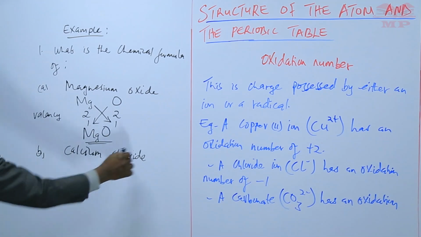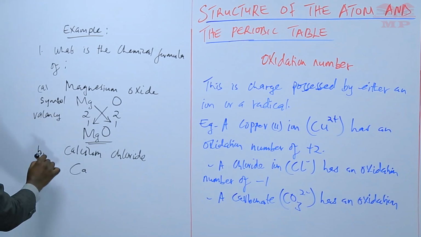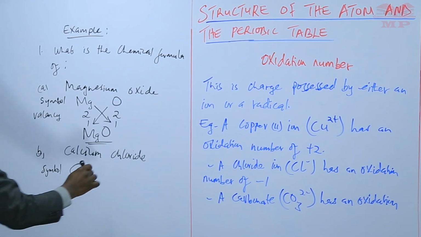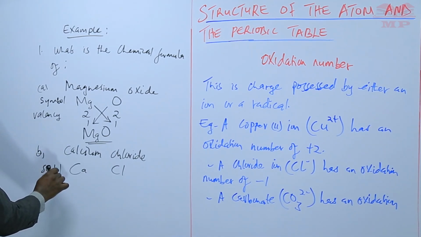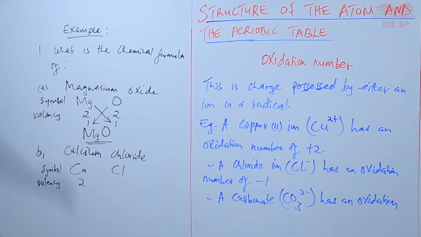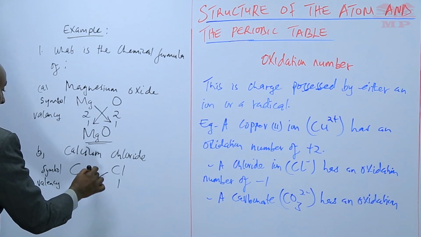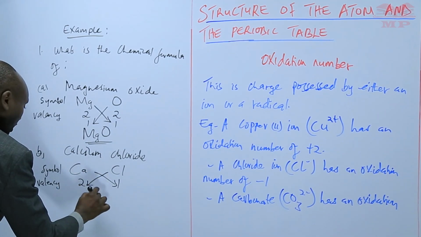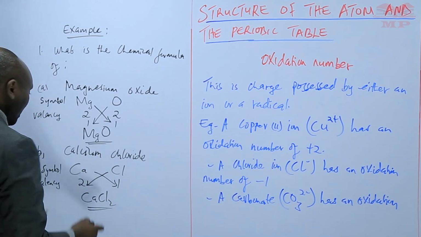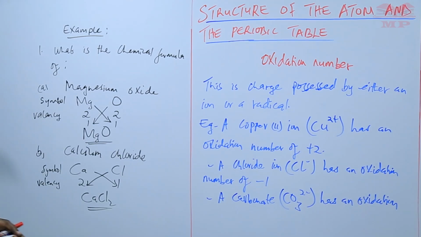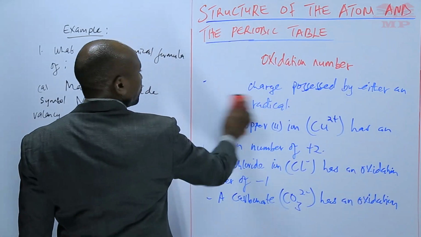So for calcium chloride, we start with the symbol, and then chloride is from chlorine. The valency is 2. The valency here is 1. So here you don't simplify, you just cross multiply. So calcium multiplied by 1 is calcium. Chlorine multiplied by 2 is Cl2. That's the formula for calcium chloride. So basically that's how we use the valencies to write the chemical formula.